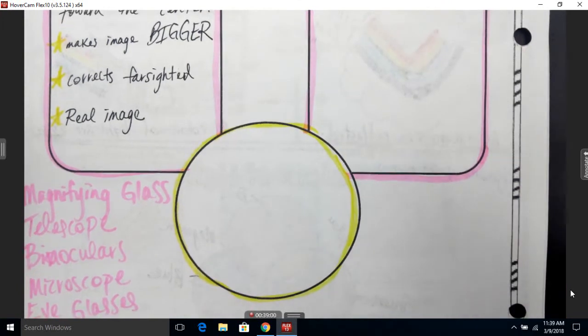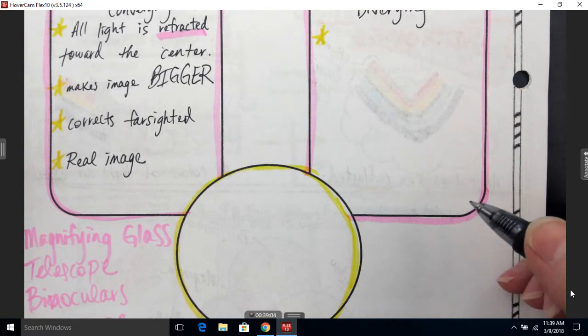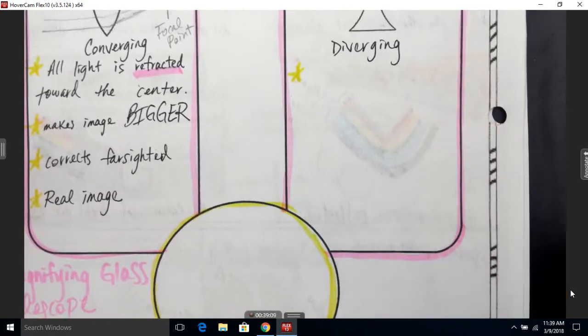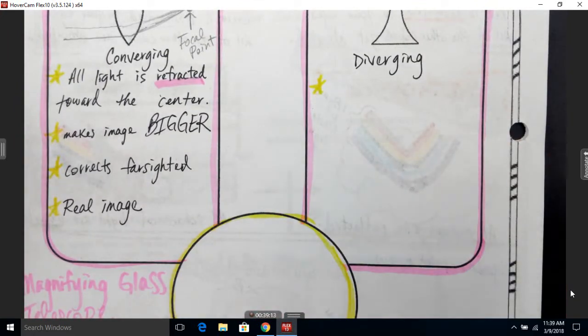I don't remember which ones are which. Are you farsighted or nearsighted? Nearsighted. See, I don't know. I get them confused every time and I always get it wrong. So just go ask your mom what you are and then you can figure out which one you have. Okay.